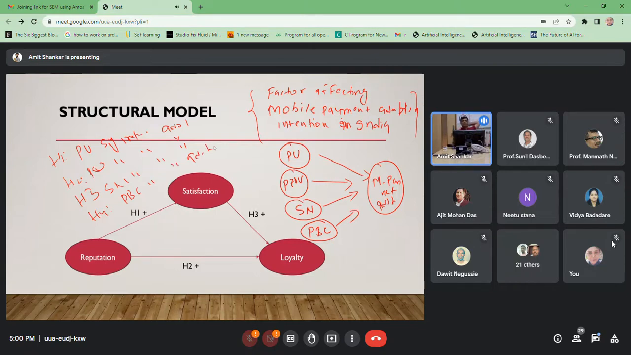Once my hypotheses are done, what will we do? When my hypotheses are established, what will we be supposed to do once my model is defined and hypotheses are developed? It's very easy. How do we do any research after this? What's the next step?